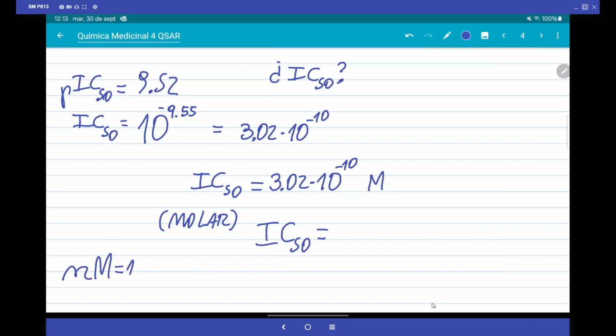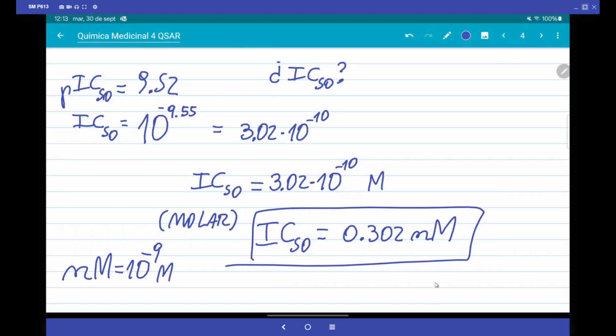Remember that nano is 10 raised to minus 9. And then it would be 0.302 nanomolar, or am I wrong? Because we move the comma once so that we have the minus 9, I would stay with 0.3 by 10 raised to minus 9, and that is 0.3 nanomolar. That is, the potency is very high. 0.3 nanomolar is something super powerful, very good as an antagonist.